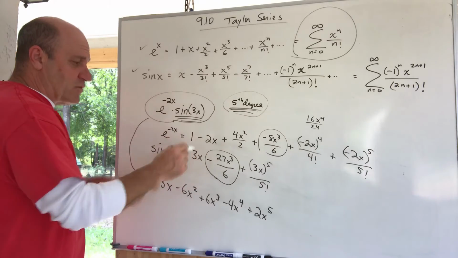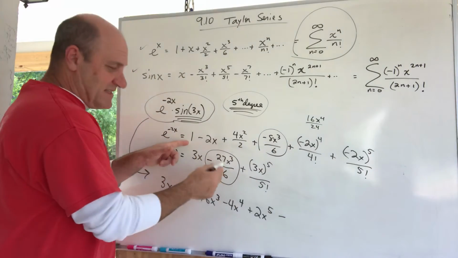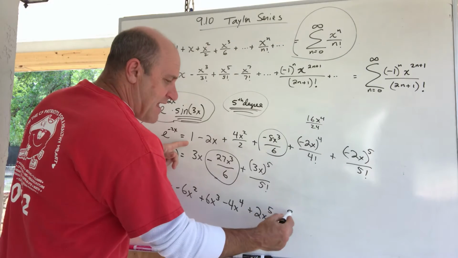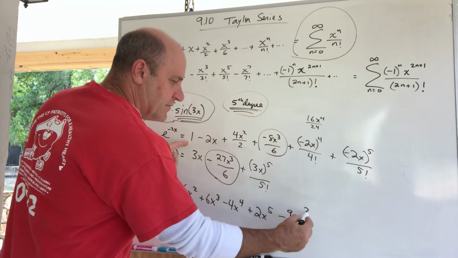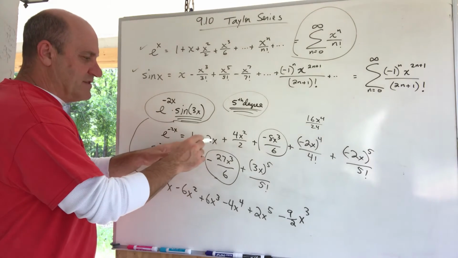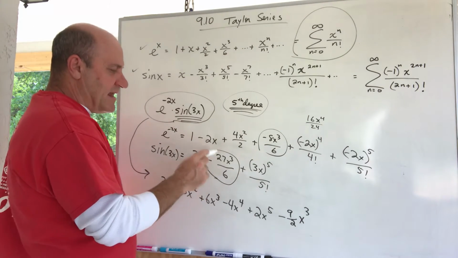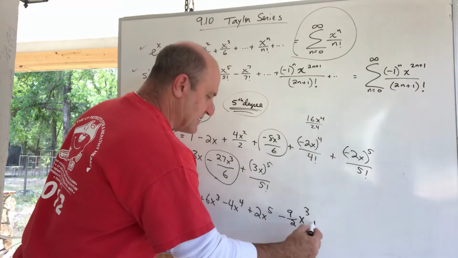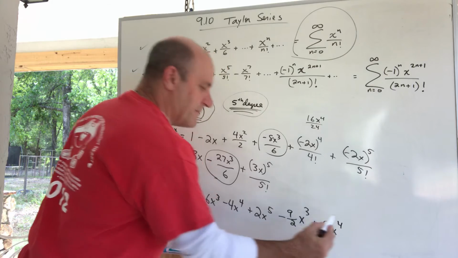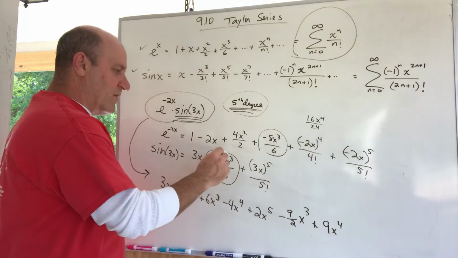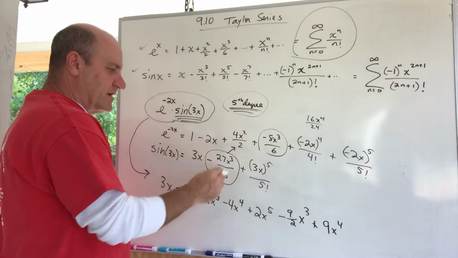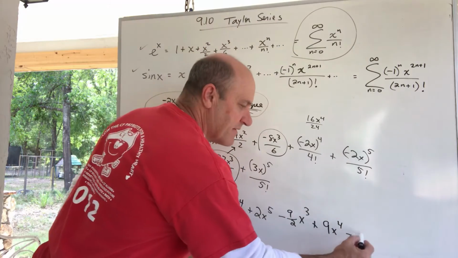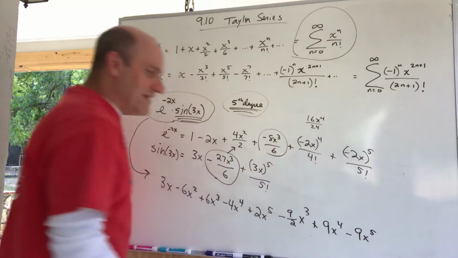Well, this thing times 1 is negative 27/6. That does reduce to negative 9 halves, x cubed. This thing times the 2. Well, it was a 9 halves, that was a 2, so that's going to be positive, I think that's 9x to the 4th. All right, one more. This guy right here, that's a 2. This is a 9 halves. I think that'll be a negative 9x to the 5th. All right, man, I'm getting there.